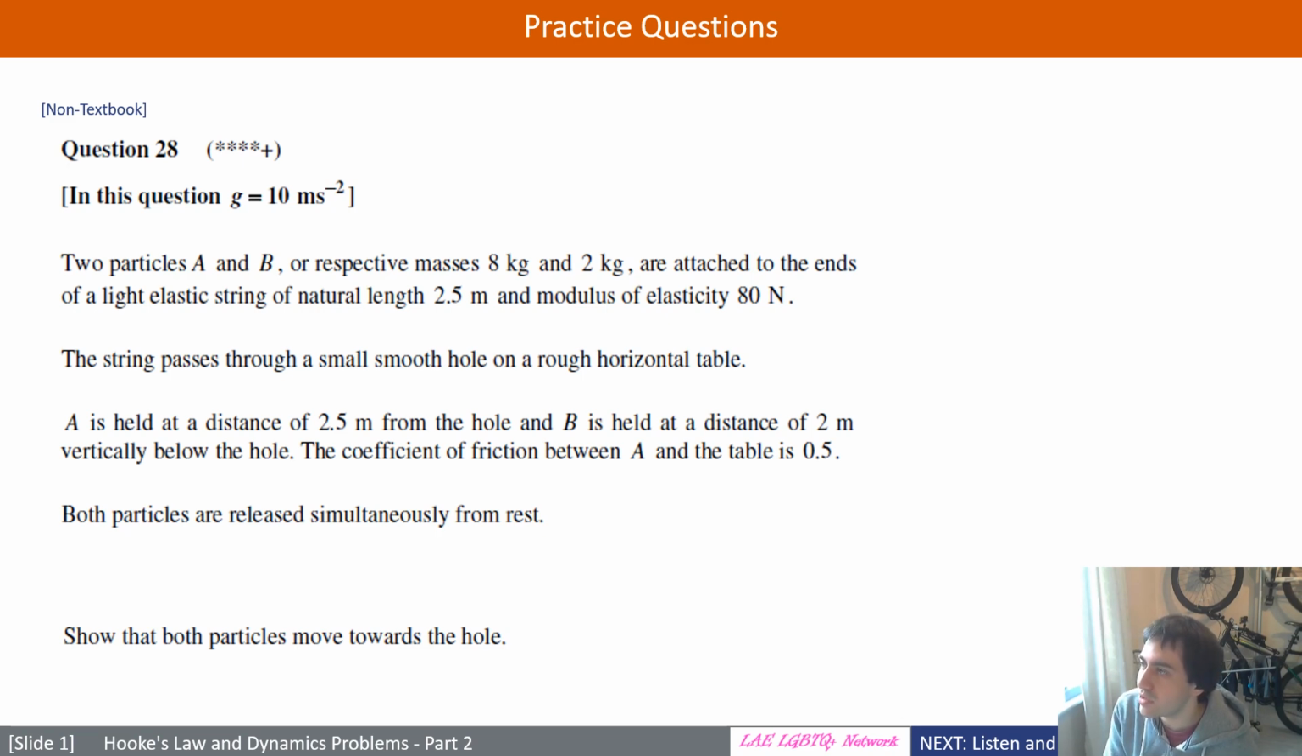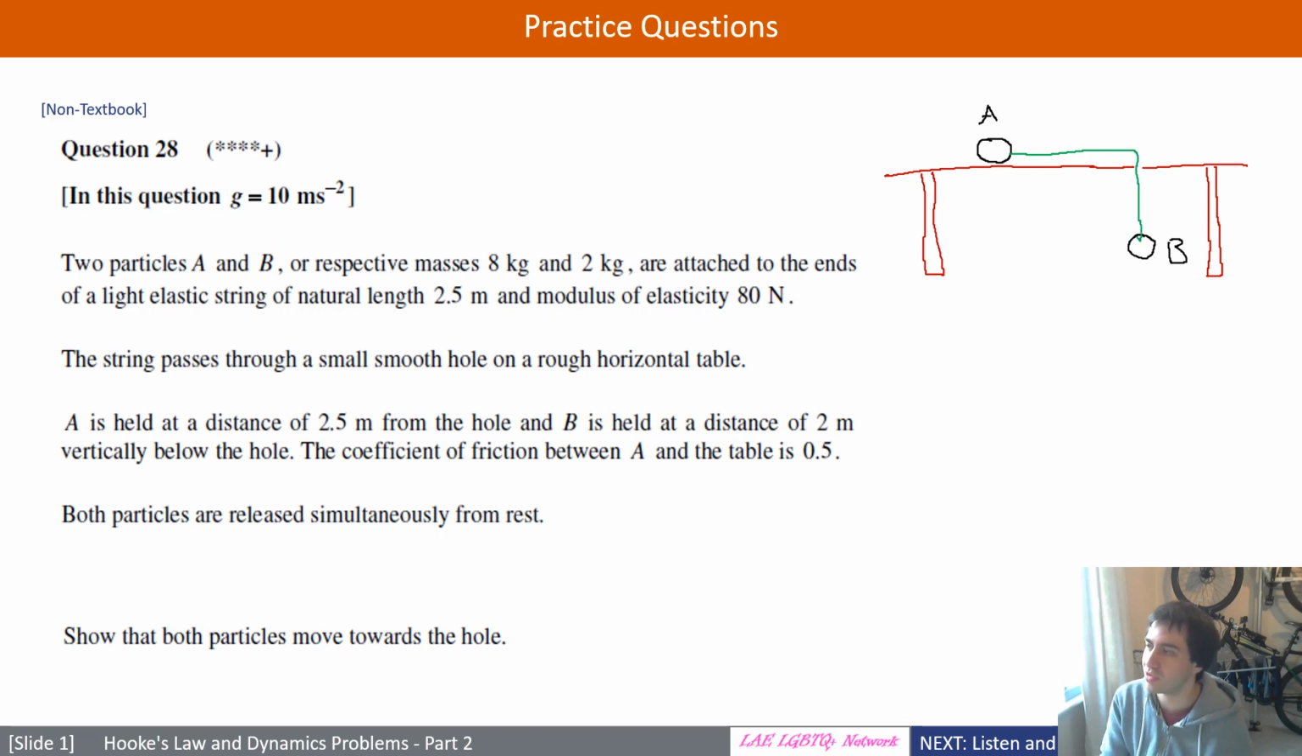So the idea is you've got this table, right, and there's a hole in the table, right? So I'm doing it side on. Okay, here's your table, and there's this little hole there that I've left as a gap. You've got an object A here, and you've got an object, I've got the right way around, B here, and this elastic string is connecting the two of them like this. Okay, it's drawn a little bit abstractly. Obviously the string would go directly into the hole. You're imagining A and B are models as particles, as it says here.